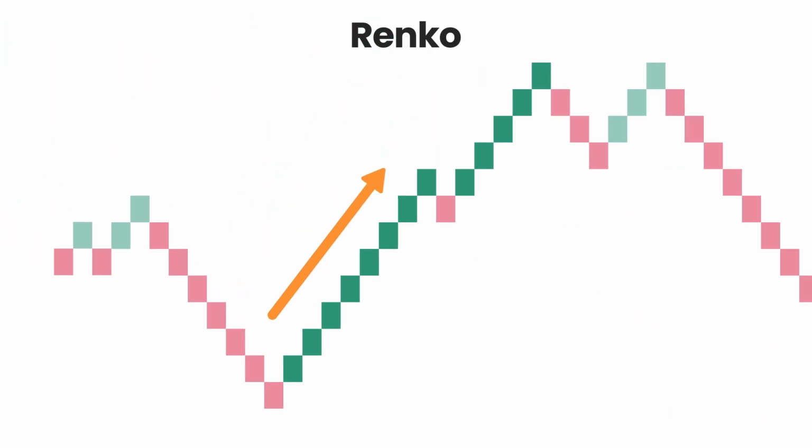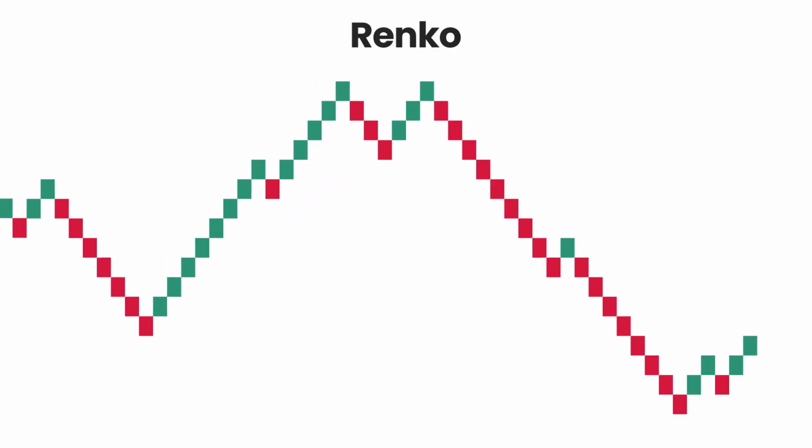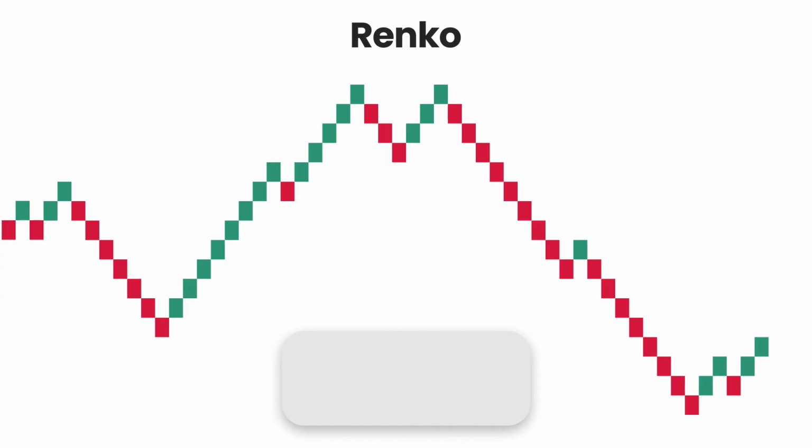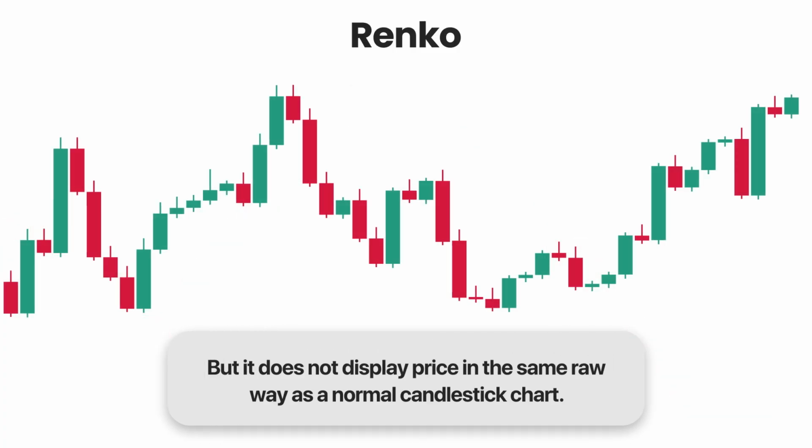Green blocks suggest bullish movement, while red blocks suggest bearish movement. Just like Heikin Ashi, Renko is useful for visual clarity, but it does not display price in the same raw way as a normal candlestick chart.